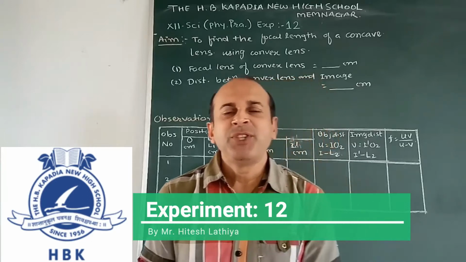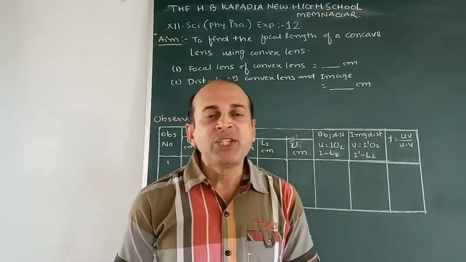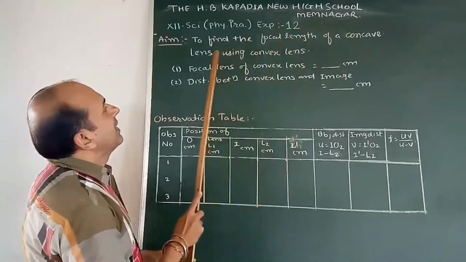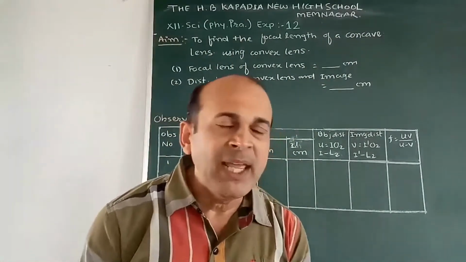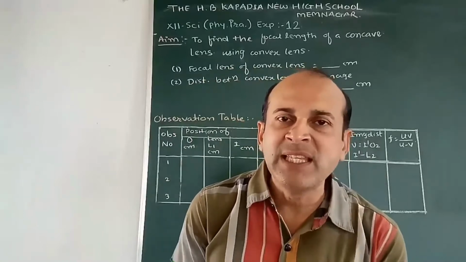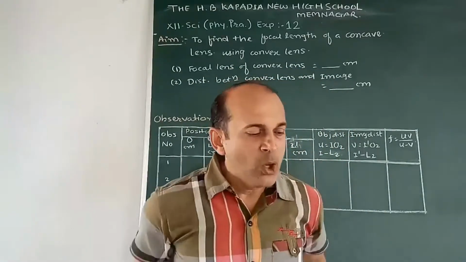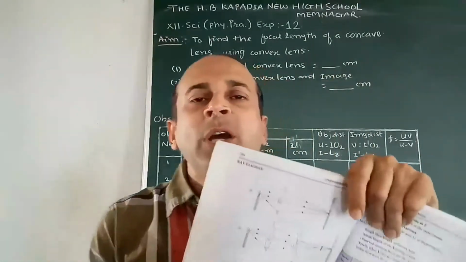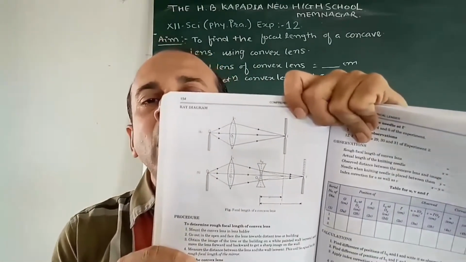Now let us study one more experiment, and our aim is to find the focal length of a concave lens using a convex lens. As you know, the convex lens is like this, while the concave lens is like this. The figure is like this, so please note down the ray diagram in your notebook from the practical book.